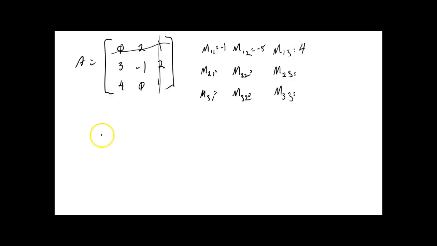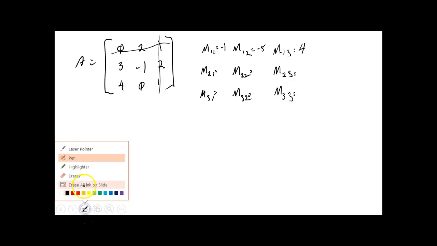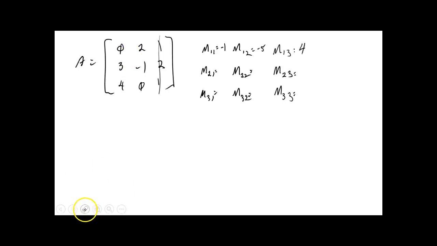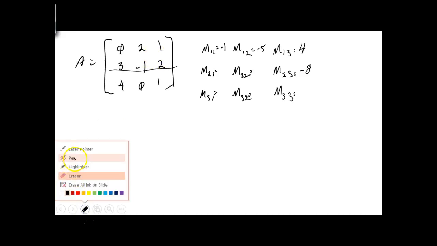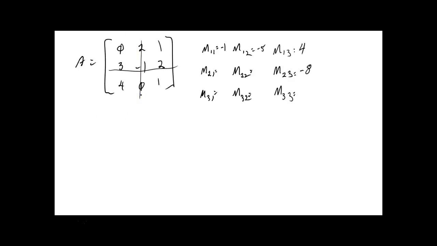Okay. 2, 1 next. Or let's just do 2, 3 next. Is that okay? That means I have to erase less. Okay. We'll do 2, 3. 2, 3. Okay. Negative 8. Okay. Let's do 2, 2. I'm just being really lazy about it. Negative 4.